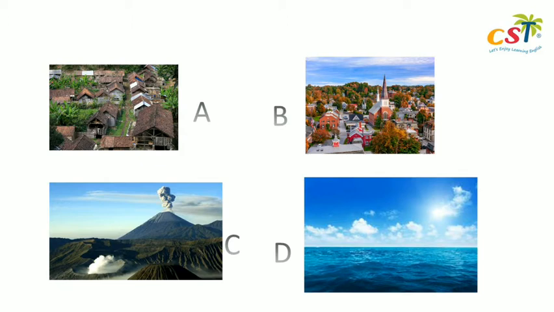So, picture A is village. Village. People who live in village, they usually have simple life. They do farming. They don't have movie theater, supermarket, or airport. Yes, their life is usually simple and they usually know each other.